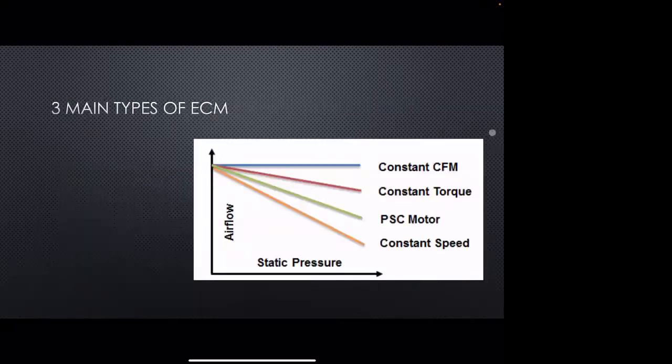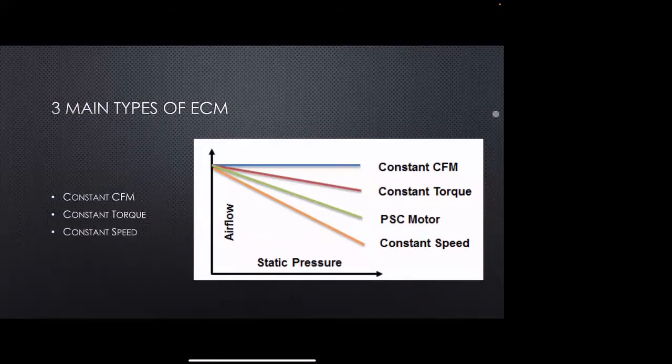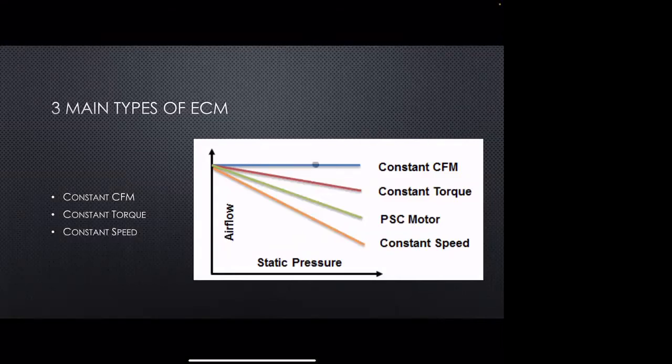Now, there are 3 main types of ECM. We have a constant CFM, a constant torque, and a constant speed. Constant CFM is also known as constant airflow. Constant speed can also be known as constant RPM. The ones we're going to see most, and actually the most we're going to see now as we start to replace these motors and furnaces, is constant CFM. We may also see the constant torque.